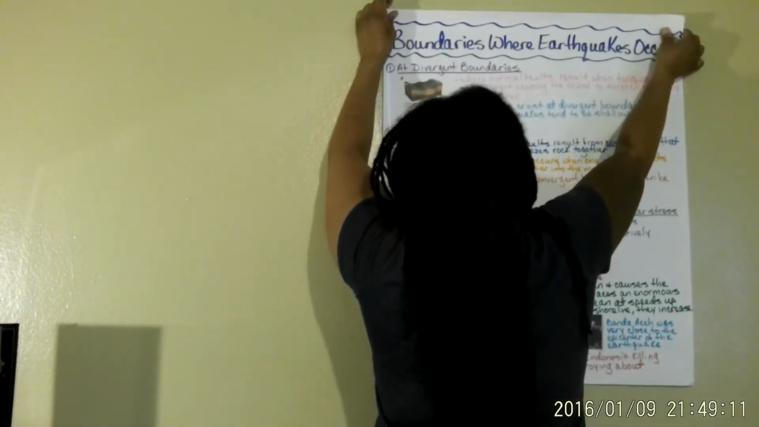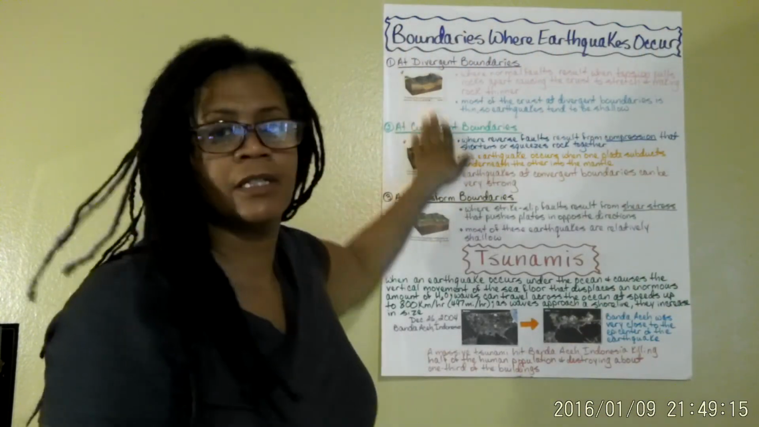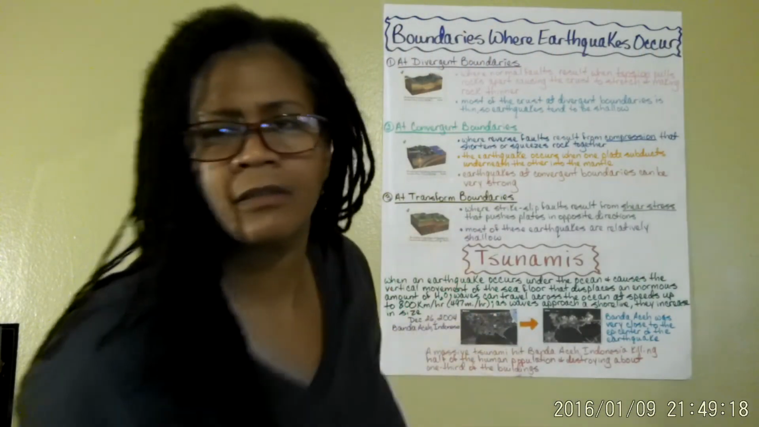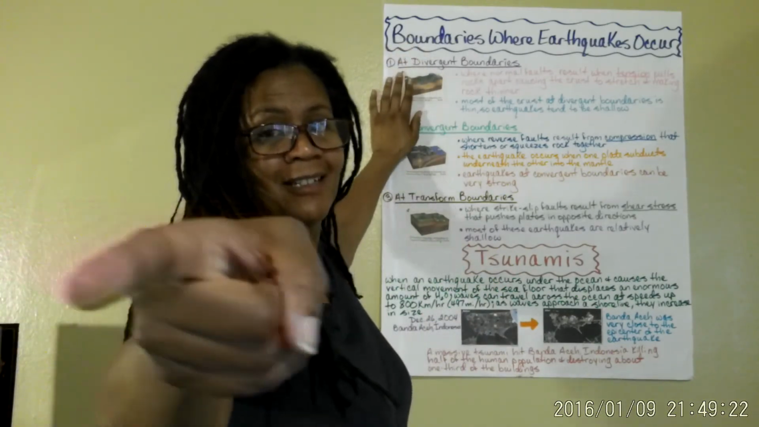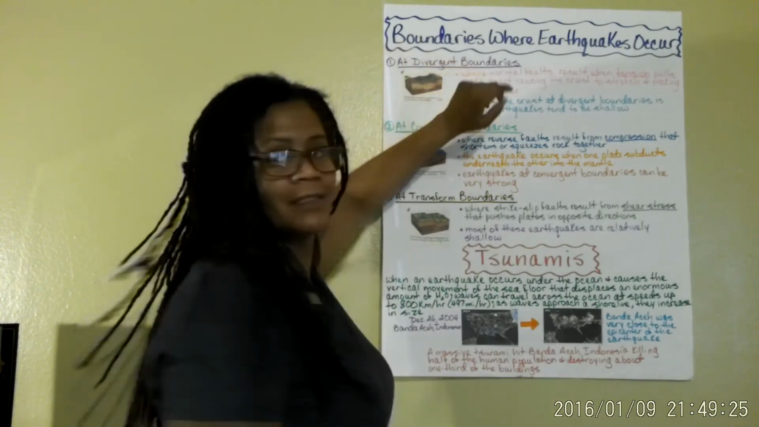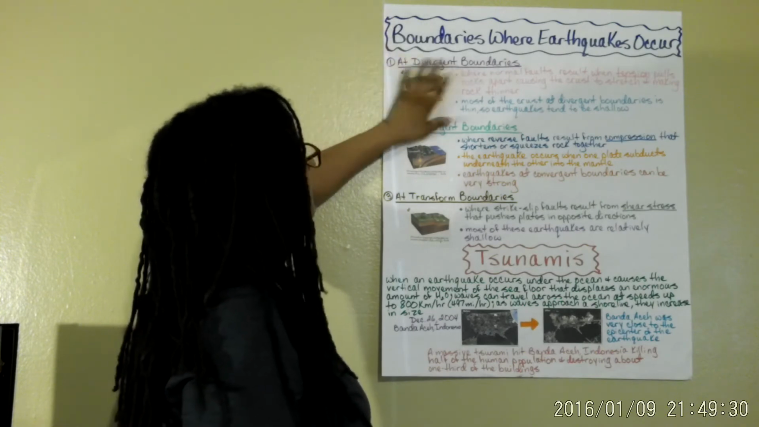Okay, so now we're going to talk about the three boundaries where earthquakes occur. And we already know those three boundaries: divergent, convergent, and transform. All right? Same three boundaries that it talks about here. I'm sorry. I need to see myself in my camera to make sure this is clear. So these are the boundaries where earthquakes occur.